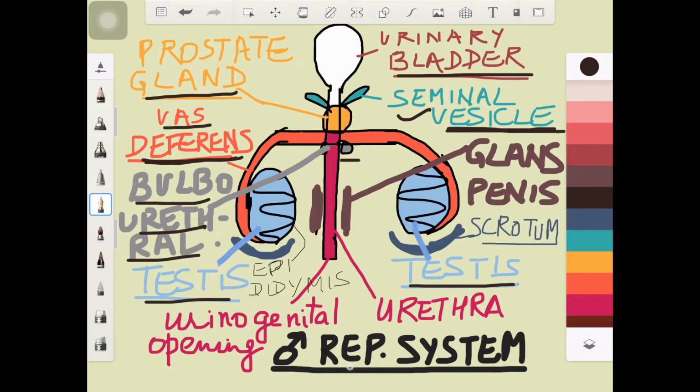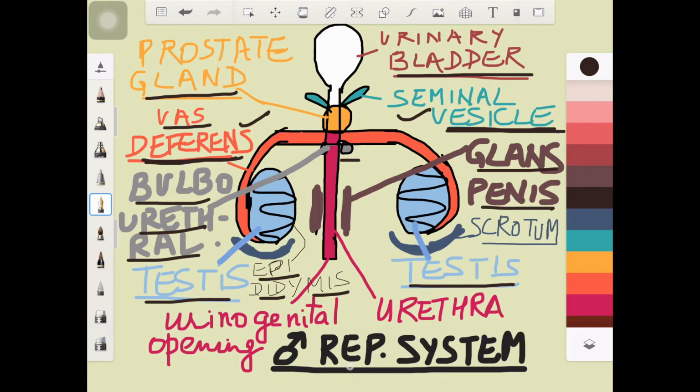And this vas deferens, this tube-like structure, is entering into the testis, and it is opening into again a tube-like structure, thinner, and it is called epididymis. In this epididymis, you can see the folded tubes. And then we can see the glans penis. It is highly muscular and the last part of the penis.